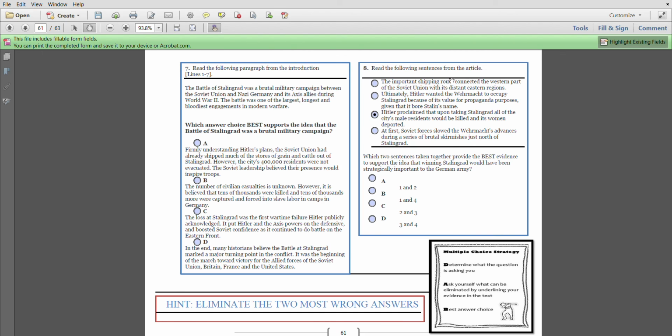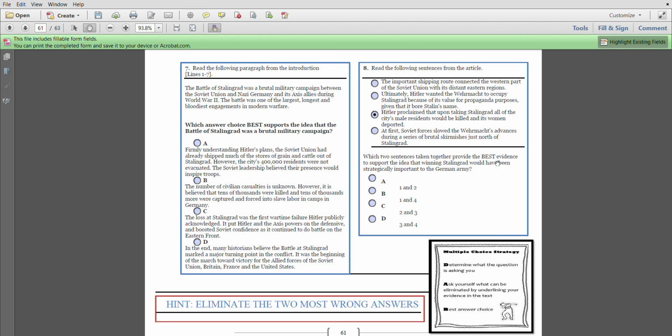The important shipping route connected the western part of the Soviet Union with its distant eastern regions. Ultimately, Hitler wanted the Wehrmacht to occupy Stalingrad because of its value for propaganda purposes, given that it bore Stalin's name. Hitler proclaimed that upon taking Stalingrad, all of the city's male residents would be killed and its women deported. At first, Soviet forces slowed the Wehrmacht's advances during the series of brutal skirmishes just north of Stalingrad.